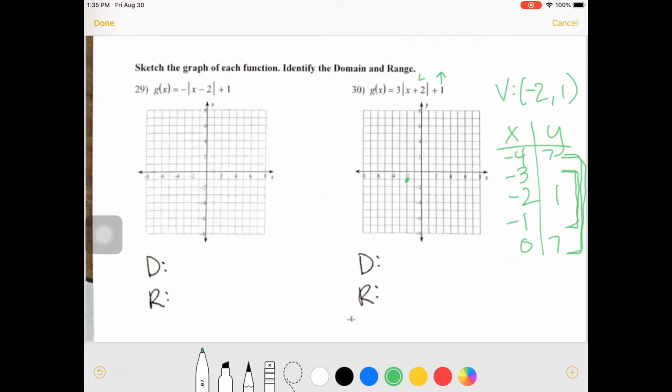Plugging in either -3 or -1, you're going to get a 1 inside your absolute value. So I will have 3 times 1 plus 1 is 4. Oops, I went the wrong way on my graph accidentally. So -2, plus 1. So this is what my graph will look like. It is stretched and taller because of the 3, so that's good. And it went left and up.